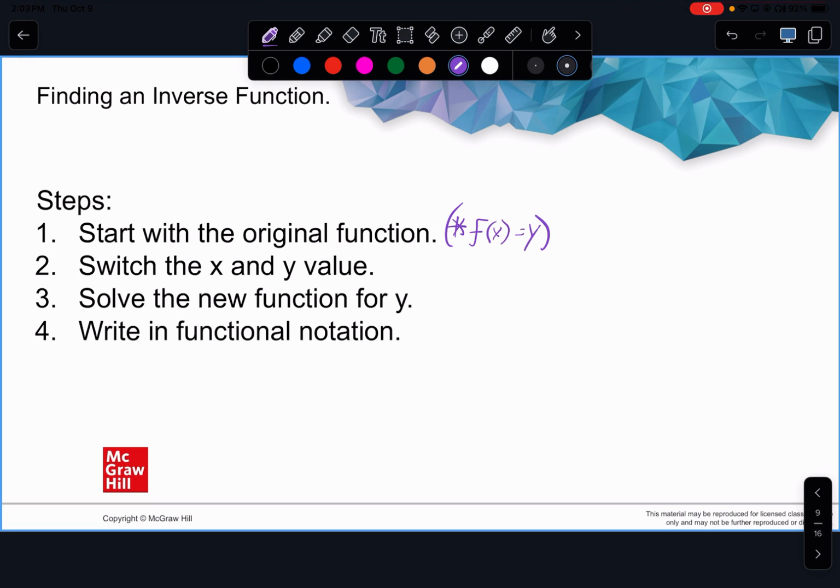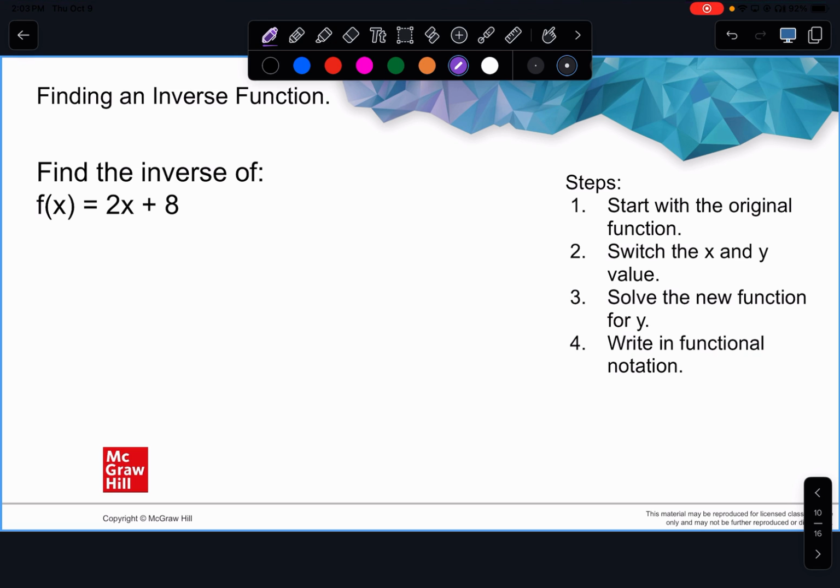When we say switch the x and y values, we literally mean switch places. So like right now, if I say Ian and Emma switch spots, what are they going to do? They're going to get up, and Emma's going to walk over to Ian's seat, and Ian's going to get up and walk over to Emma's seat. That's what we're doing with the x and y. So let's take a look at an example here.